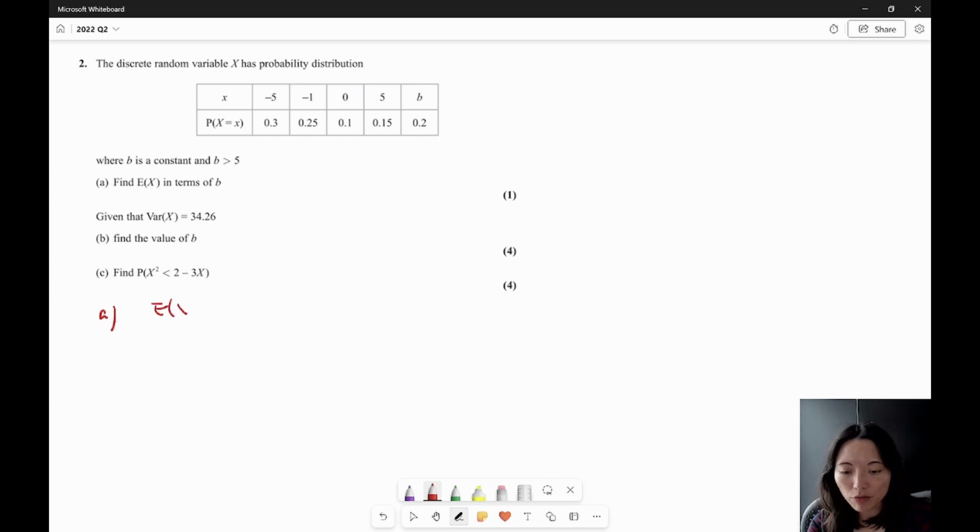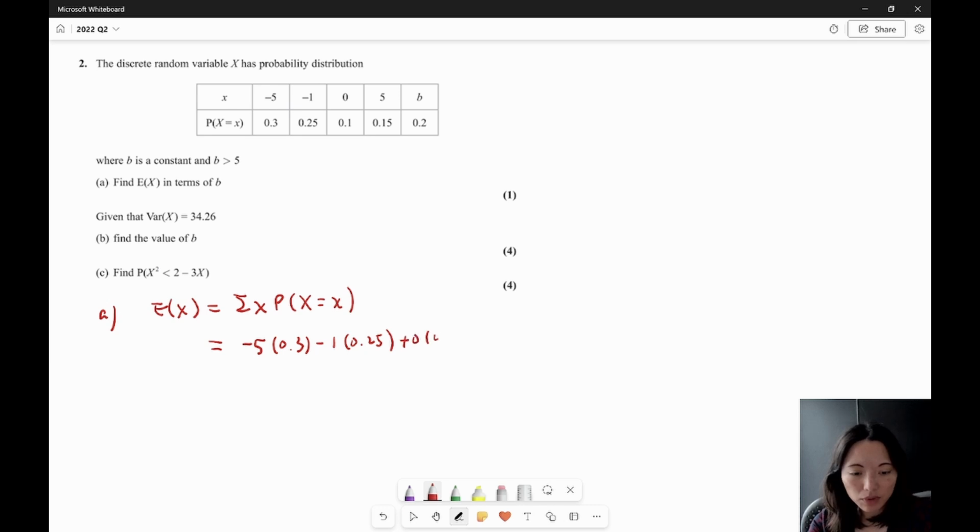We should all know the formula for the expectation of x, which is the sum of x times the corresponding probability. So expressing that in terms of b, that's -5 times 0.3 plus -1 times 0.25 plus 0 times 0.1 plus 5 times 0.15 plus 0.2 times b. Simplifying that, we get -1 plus 0.2b, and that's our answer to part A.